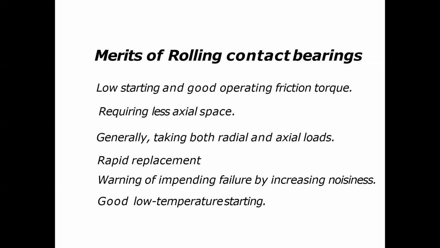Good low temperature starting. Why is there low temperature starting? Because there is no metal to metal contact. Even where there is metal to metal contact, that is a point contact and the rolling motion. But in case of sliding contact bearing, what is happening? There is a sliding motion and there is a metal to metal contact. So at the starting portion of the journal or sliding bearing, the temperature rises very high.